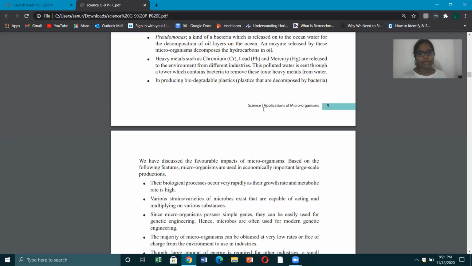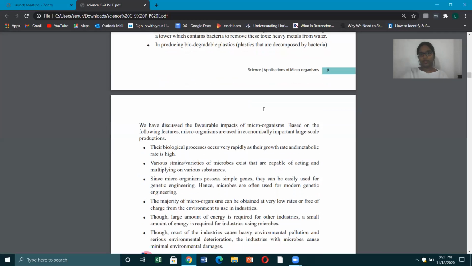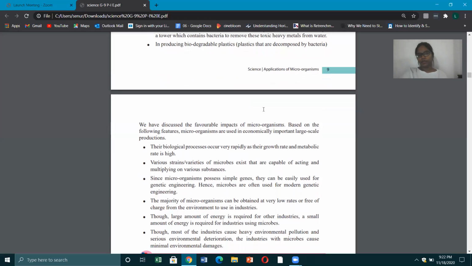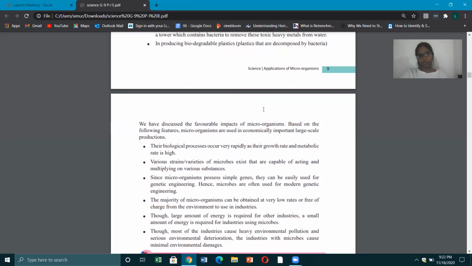So this bacteria can remove these toxic heavy metals from water. And the other thing is it is used in producing biodegradable plastics, plastics that are decomposed by bacteria. Okay.